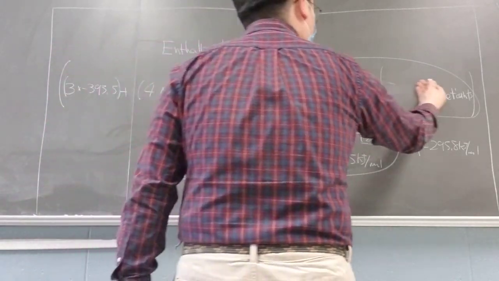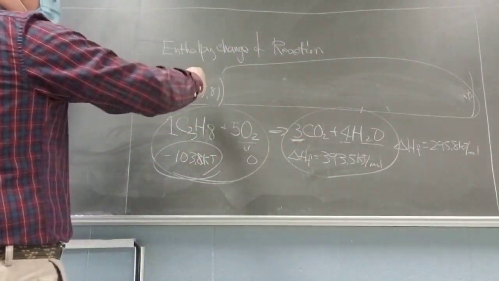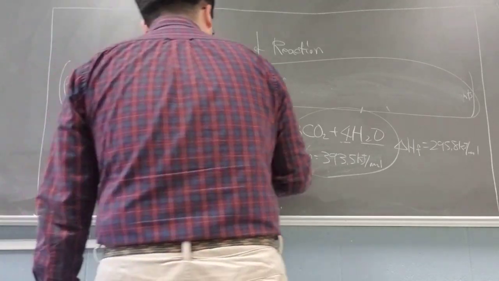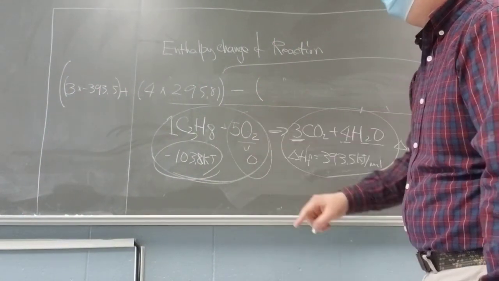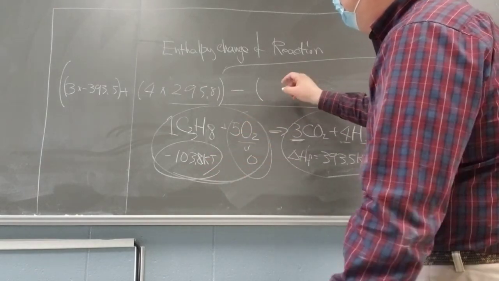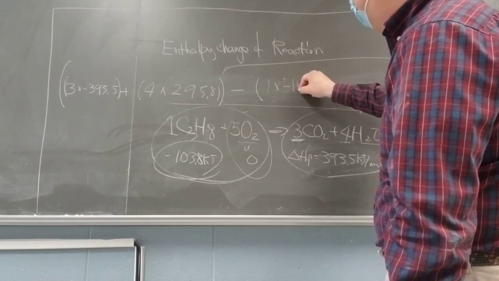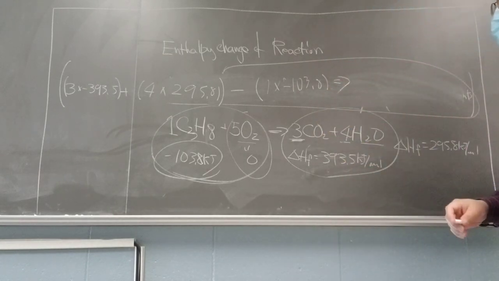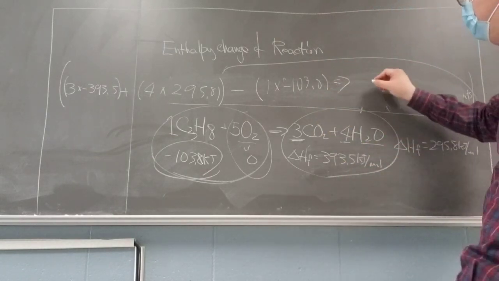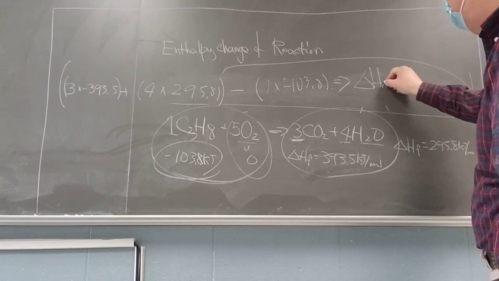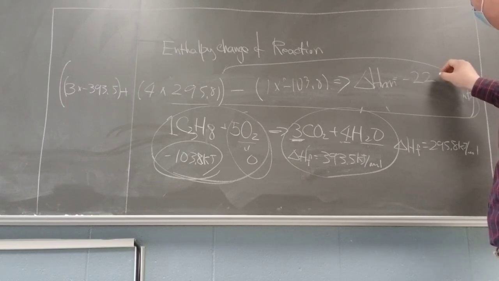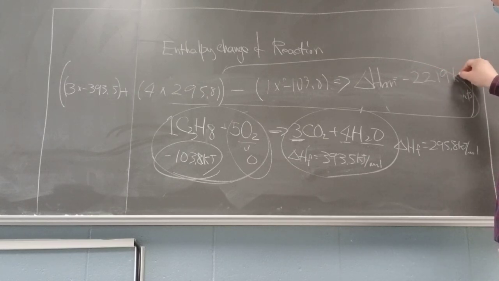Then we sum up all the products with the coefficient numbers. We're going to subtract this one. We don't have to worry about the oxygen because it's 0. But we have 1 propane, so 1 times negative 103.8. This will give you some number that is your enthalpy change of the reaction, which should be about negative 2,219 kilojoules per mole.